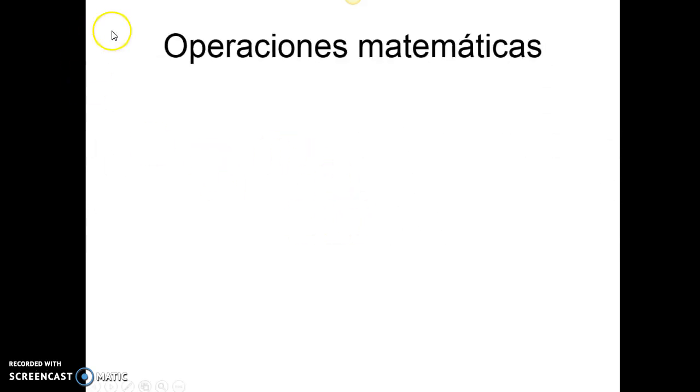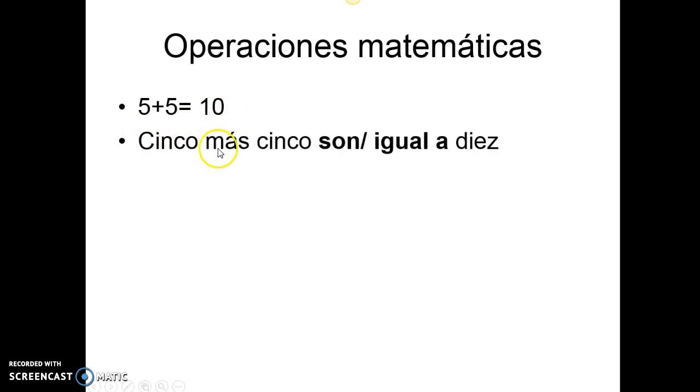También usamos para operaciones matemáticas. ¿Ok? Operaciones matemáticas. Como 5 más 5 son 10. O 5 más 5 igual a 10. So you have two ways to say this. So you can say 5 más 5 son 10 o 5 más 5 igual a 10.